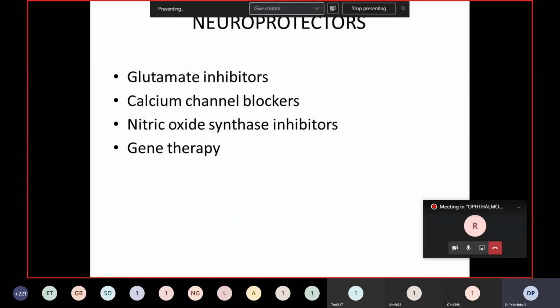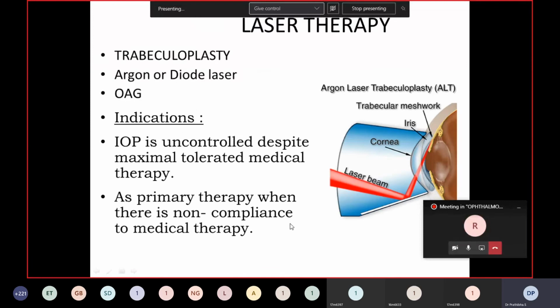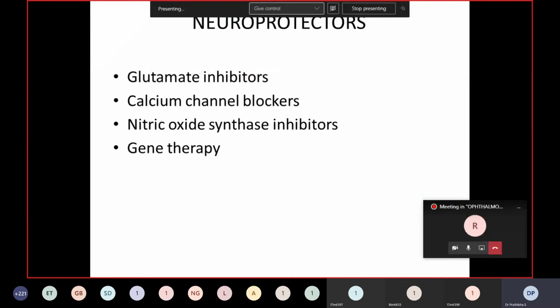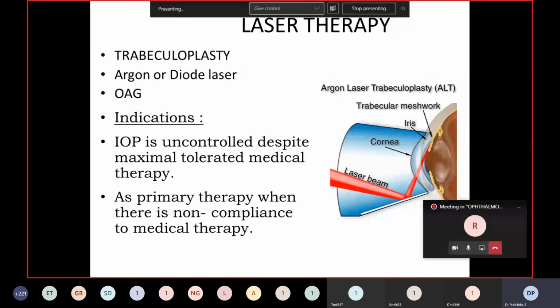And just to mention the neuroprotectors: glutamate inhibitors, calcium channel blockers, and nitric oxide synthase inhibitors are used, and even gene therapy has been tried, but without much success. Till now, what we studied is the medical line of management, which I have covered. Moving on to laser therapy.